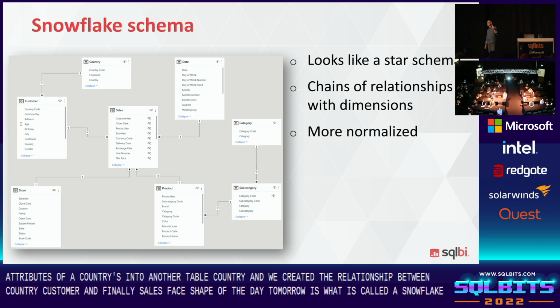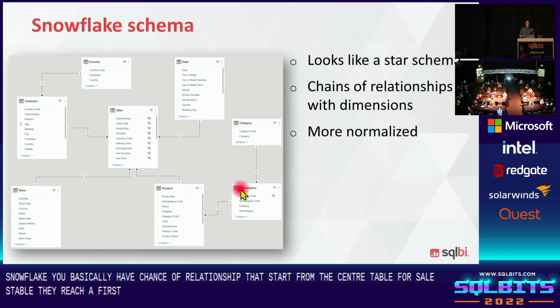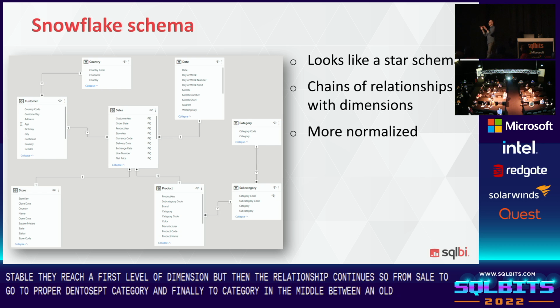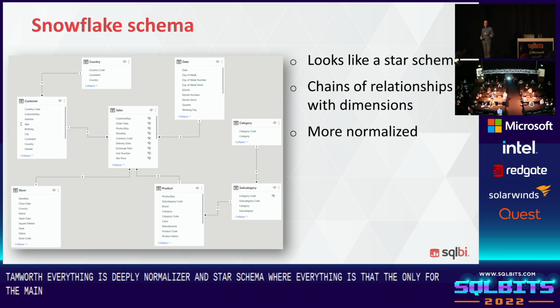In a snowflake, you basically have chains of relationships that start from the center table, the sales table. They reach a first level of dimension, but then the relationship continues. So from sales, you go to product, then to subcategory, and finally to category. Snowflakes are in the middle between an OLTP system where everything is deeply normalized and a star schema where everything is denormalized only for the main dimensions.